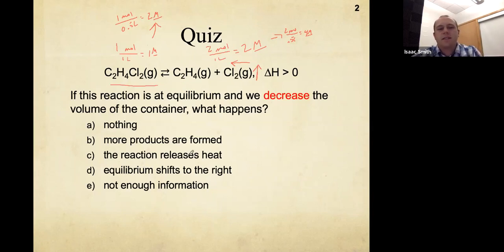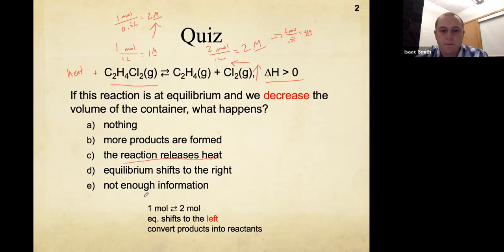The reaction releases heat. Okay, so to decide if this is true, we need to look at our delta H. Delta H is greater than 0, which means it's a reactant. And since we're shifting to the left, we're creating more reactant, so we are creating more heat, so C would be true. Equilibrium does not shift to the right, and there's definitely enough information, so there we go. Okay.